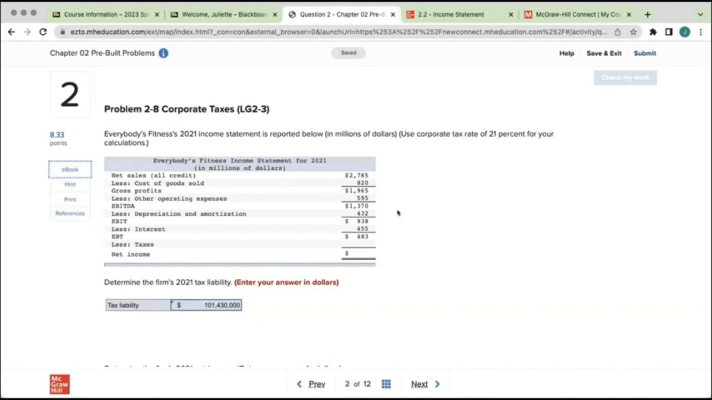So how did you get this number? You got this number by multiplying 21% to this. Isn't that right? Taxable income is EBT and then times 21%. That's right. Logically that's correct. But then the textbook is tweaking it in a peculiar way by inserting this clause, allowable interest expense, which is 30% of EBITDA.